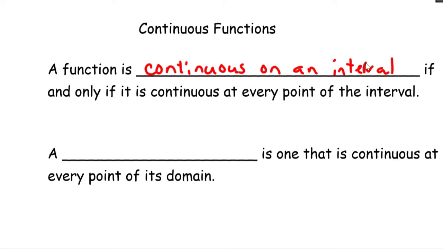Now, these are some functions that are continuous everywhere, or everywhere that's defined in their domain. So one is a polynomial function. A polynomial function is one that is continuous at every point of its domain. So what does a polynomial function look like? When I say polynomial, what are you thinking of?